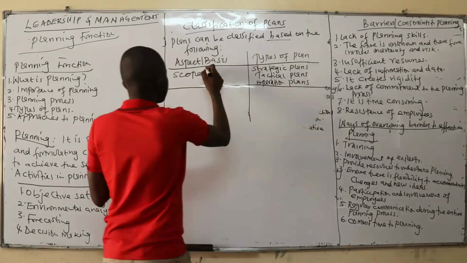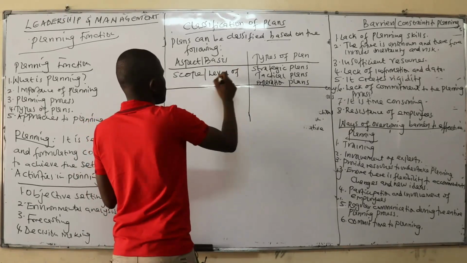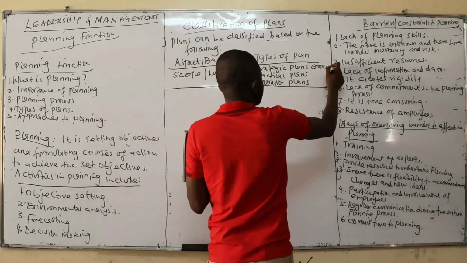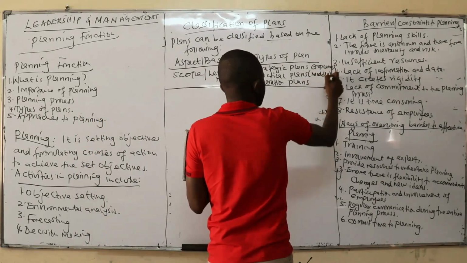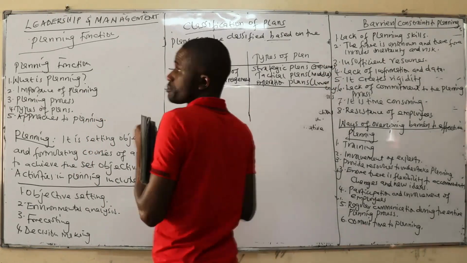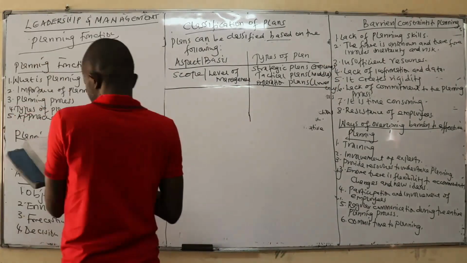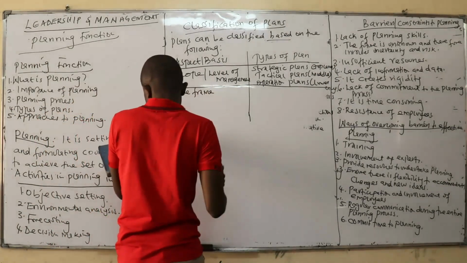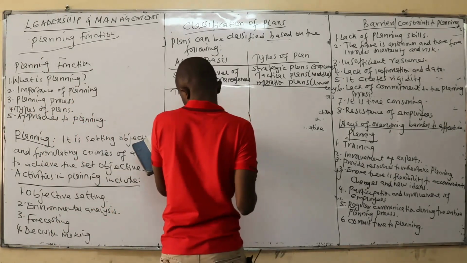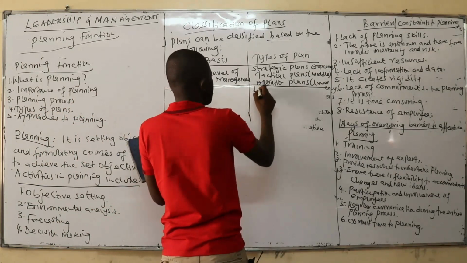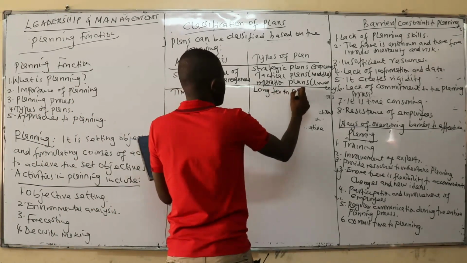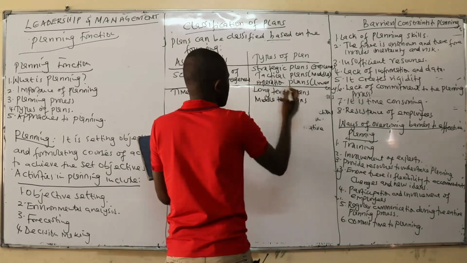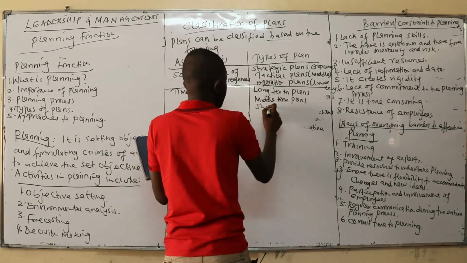Or even we can say based on the scope or level of management. This is top level, middle level, lower level. Then based on time frame, we have long-term plans, middle-term plans, and lower and short-term plans.